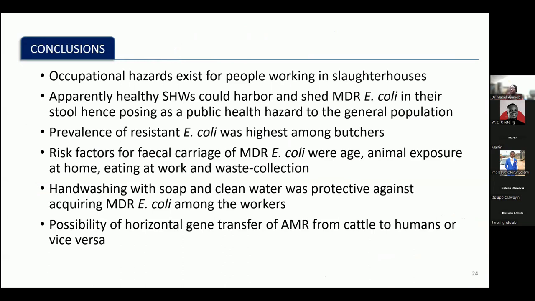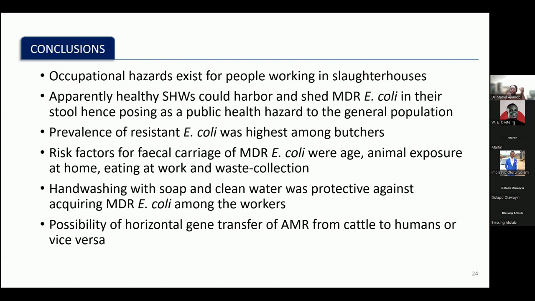So what did we conclude? We concluded that people that work in the abattoir or people that work closely with animals are at risk. Occupational risk exists for them.